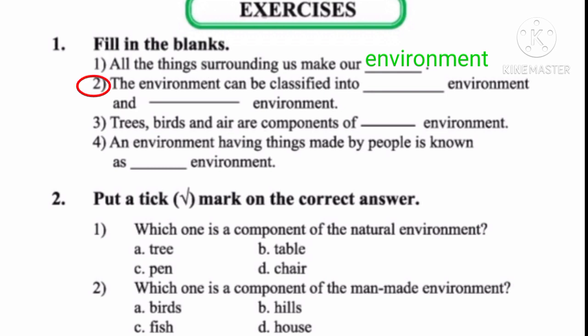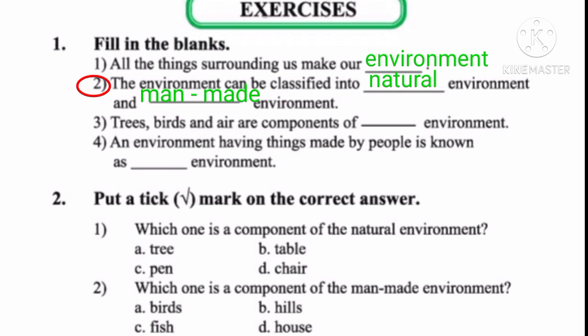Number 2, the environment can be classified into dash environment and dash environment. What will be the answer? Yes. The first one is natural environment and the second one is man-made environment. The environment can be classified into natural environment and man-made environment.